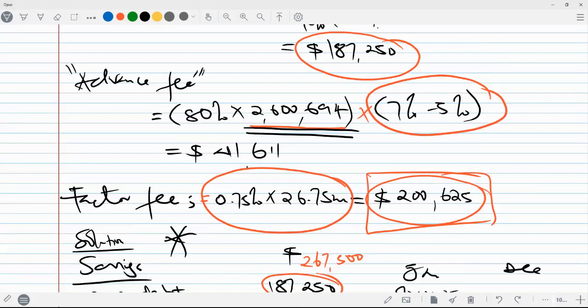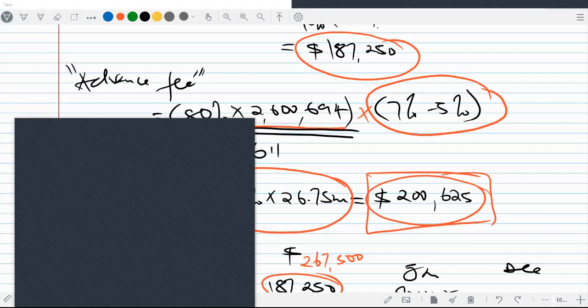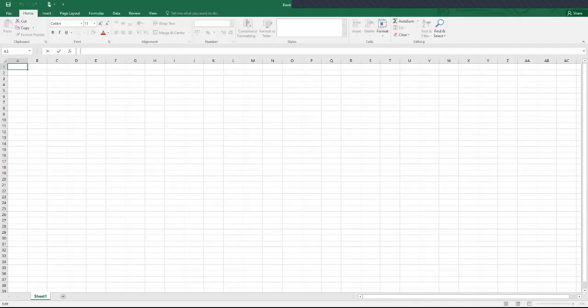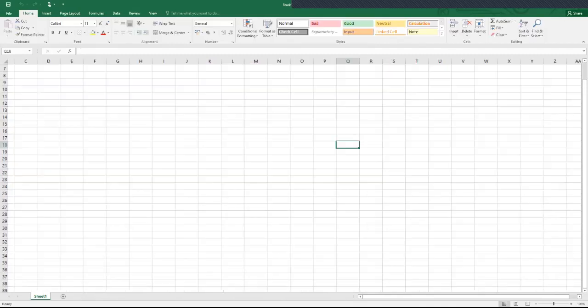Let me just open my Excel, to present how the advance fee should appear in your Excel, for instance. Give me a second. I open my Excel. Okay, you can see my Excel.